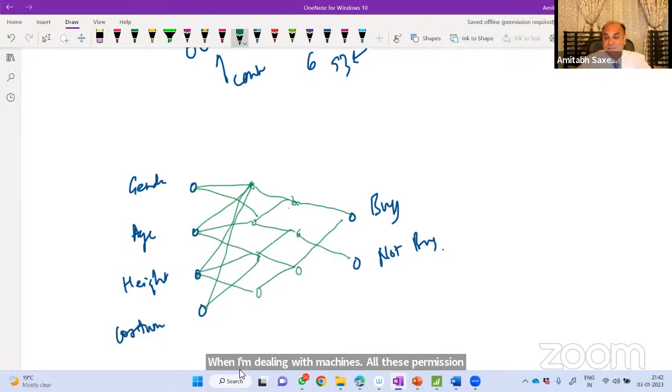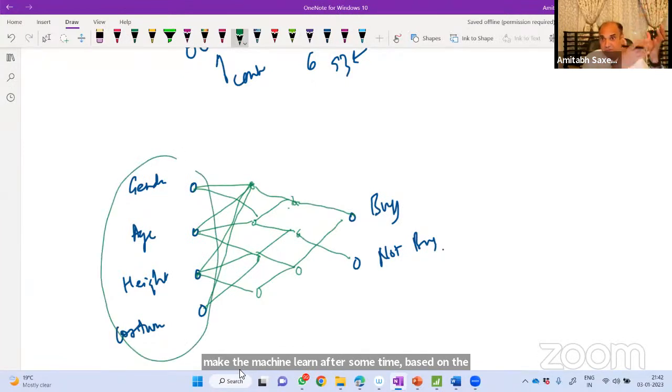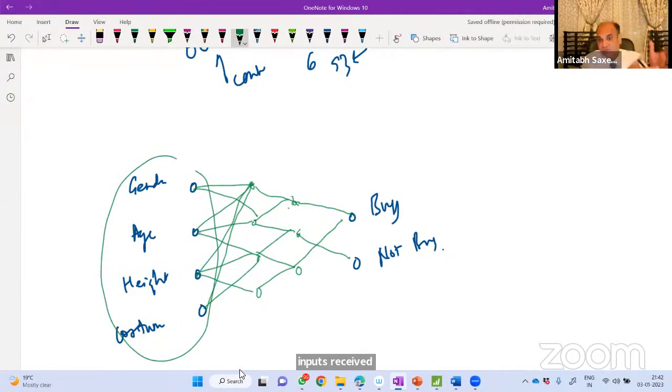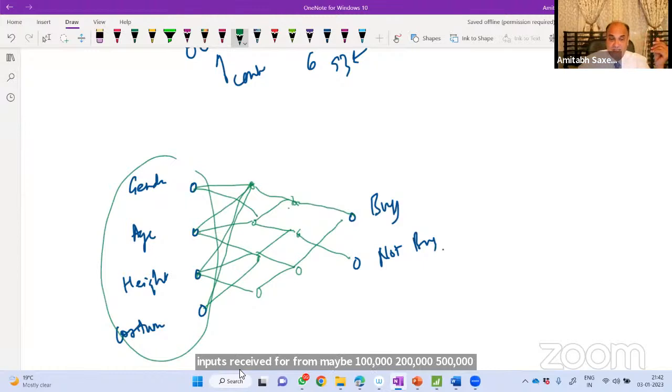And what will happen once I have got all the information, once I make the machine learn, after some time, based on the inputs received from maybe 100, 200, 500, 1,000 data samples, I will be able to predict. I'll be able to create a model which is able to predict whether the person is going to buy or not.